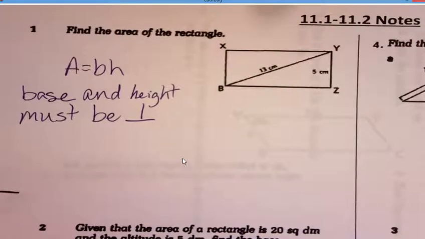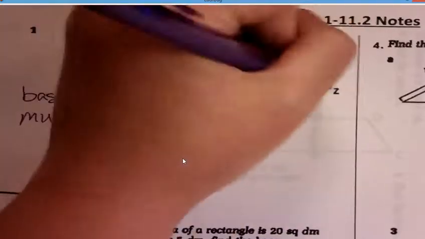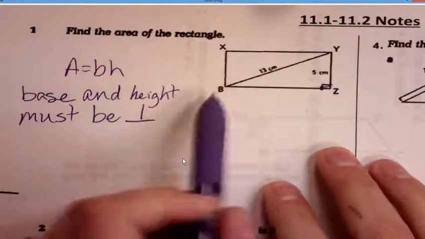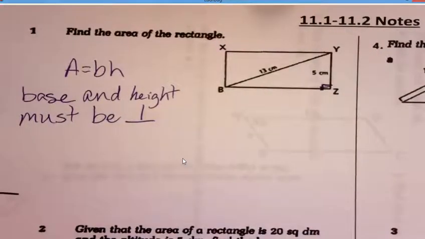Like in this example, 13 and 5. Are they at a right angle? No. That's supposed to be a right angle. But this line, BZ and YZ, are perpendicular to each other. So we need to solve for that.